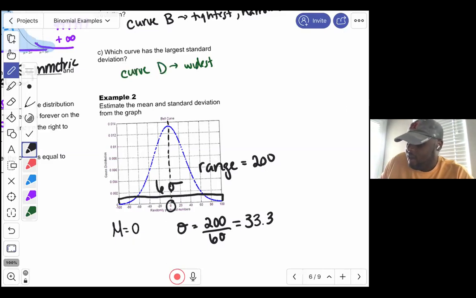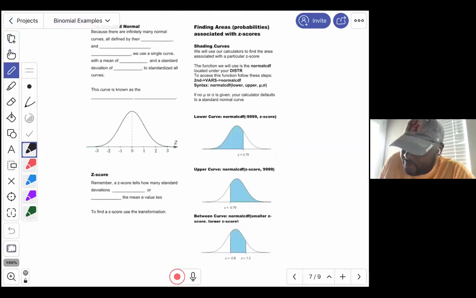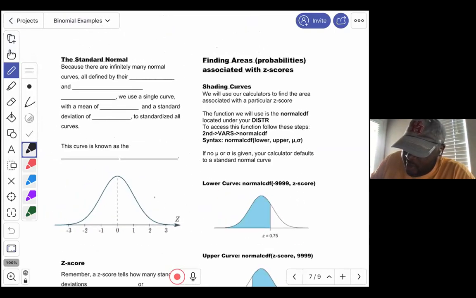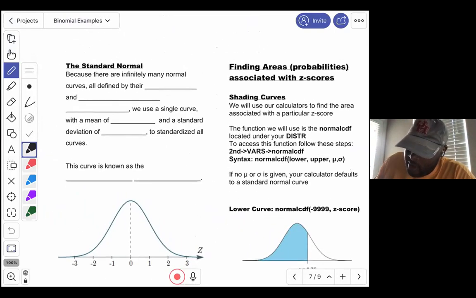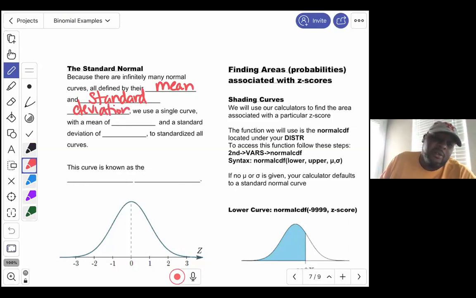If we understand that, the next part is going to come where we're going to start drawing these curves and finding probabilities now. In order to do that, here's what's going to happen. First part says, because there are infinitely many normal curves, they're all defined by their means and standard deviations. We're going to use what's called a single curve. We're going to use one curve.